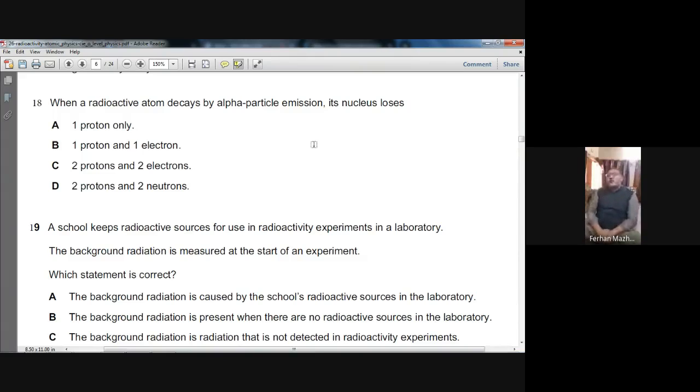So 1 proton only? No. 1 proton and 1 electron? No. Two. Sorry, it loses 2 protons and 2 neutrons. Because whenever the alpha particle is given out, the mass number or the nucleon number decreases by 4. So whenever the alpha particle is given out, the right combination is the nucleus will give out 2 protons and 2 neutrons. In this way, the mass number will decrease by 4. So D is the right choice.